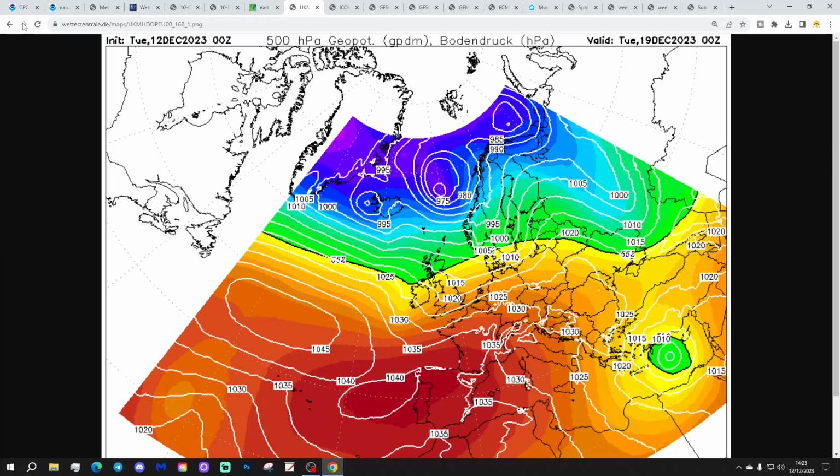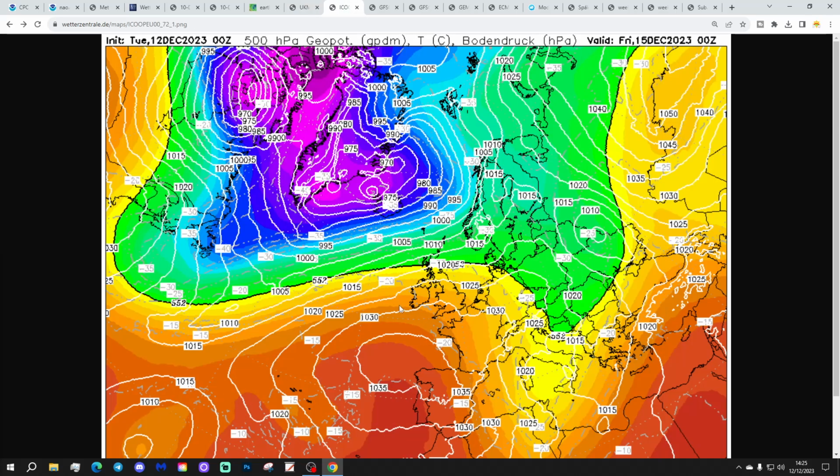Into next week, it starts very mild, but by Tuesday, a cold front pushes south, bringing some rain and some quite strong winds, and introducing a more showery west-northwesterly flow.